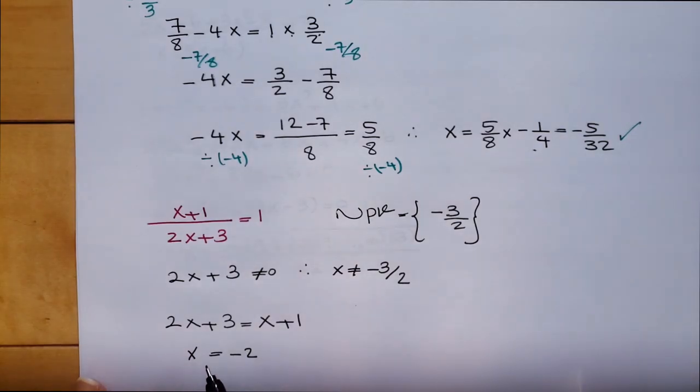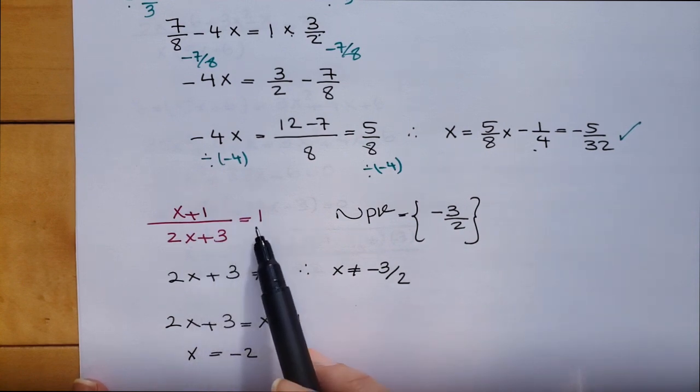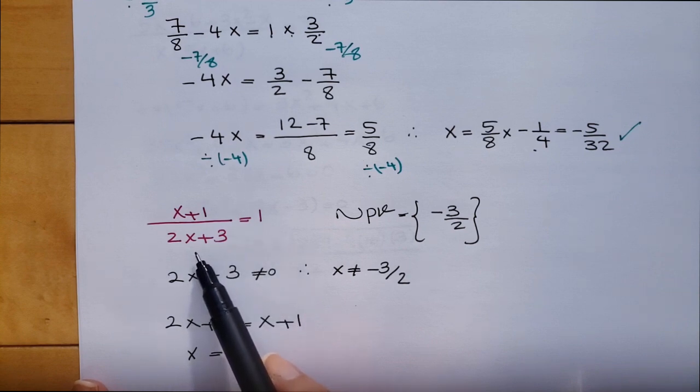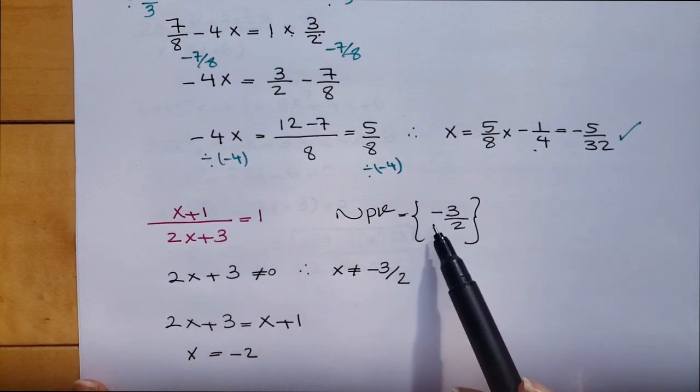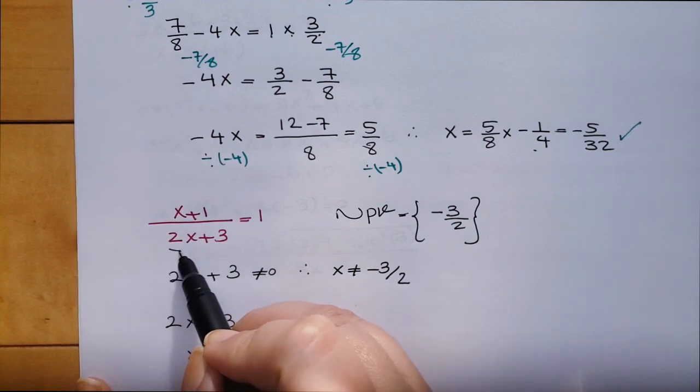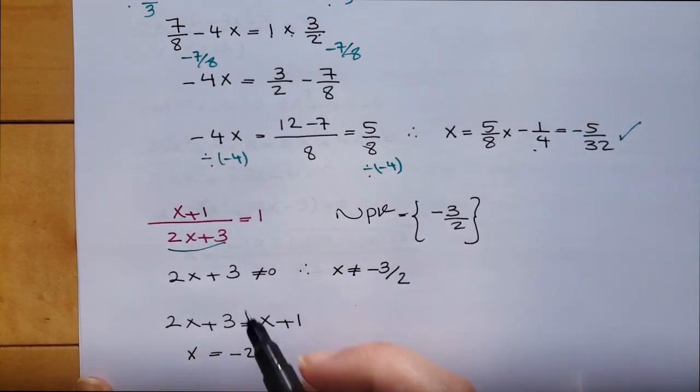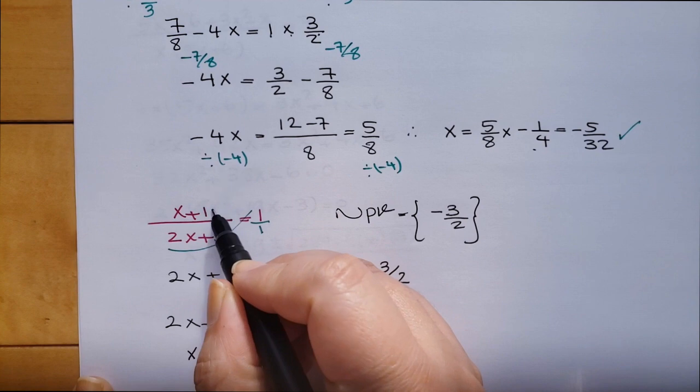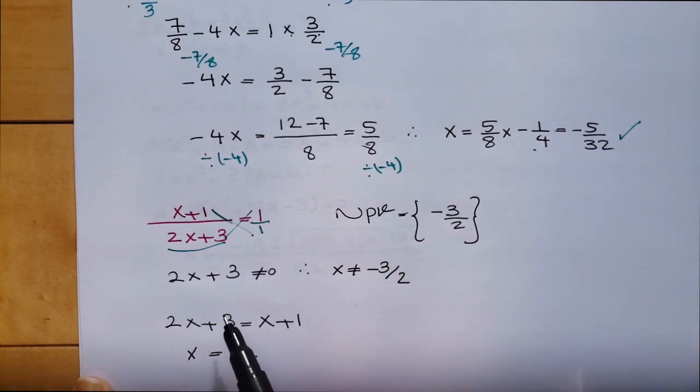Let's start by doing another simple rational equation. A fraction equals 1. Okay, so the NPV value would be negative 3 over 2, because negative 3 over 2 makes this denominator 0. So I'll start by doing cross multiplication. Okay, 2x plus 3 equals x plus 1. I move around this x.